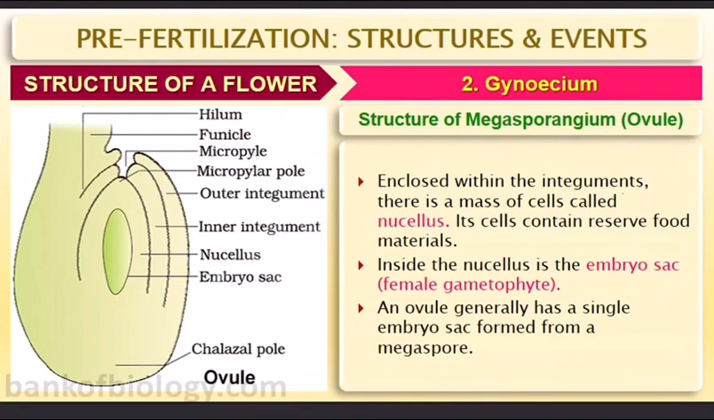And further, enclosed within the integuments, the outer integument and inner integument, there is a mass of cells called the nucellus. This is the nucellus, a mass of cells. Its cells contain reserve food materials. That is how it is a highly nutritive tissue. This helps the growing embryo. Inside the nucellus is the embryo sac. This is actually the female gametophyte. This is the embryo sac, this one.